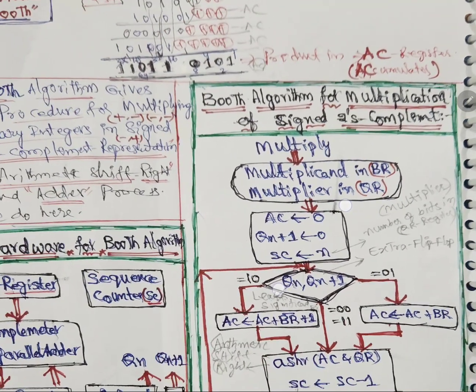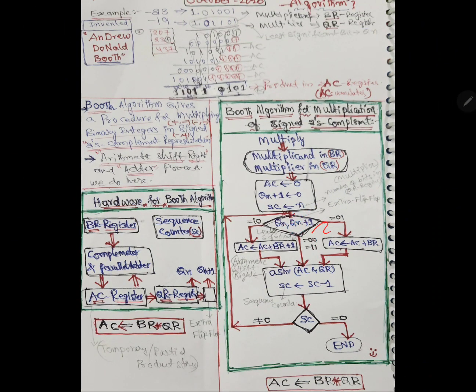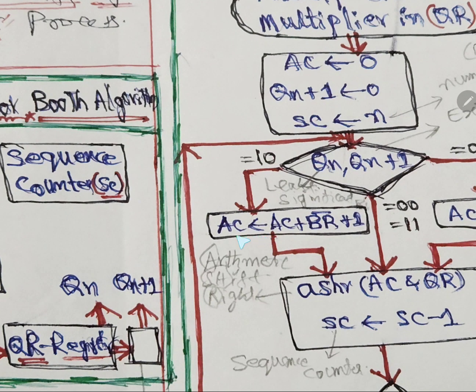Then, very simple. This is a decision, the diamond in the flow chart. When Qn is 1 and Qn plus 1 is 0, it will go to one side, otherwise it will go to the other. Here the operation is AC equals AC plus BR dash, that is BR inverted, which means the complement. It will be changed into 1's complement plus 1. Very simple.